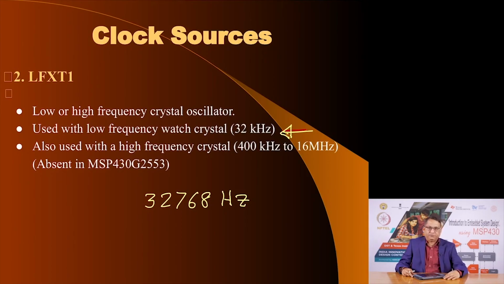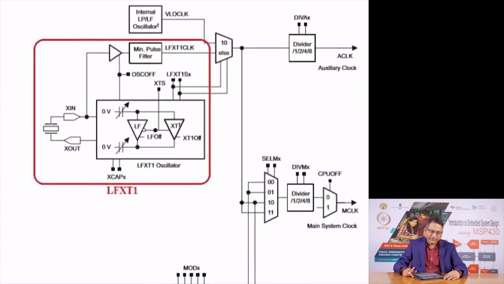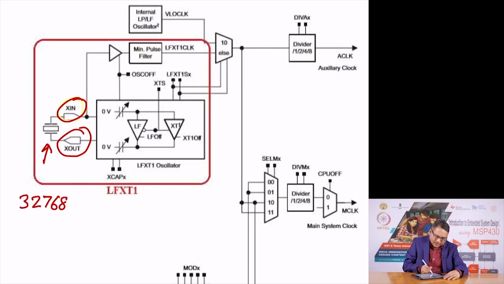This crystal has to be connected to external pins X, as we have seen. If you had a different microcontroller other than this, you could use a higher frequency crystal also. Here is the part highlighting the low frequency crystal oscillator. These are the X in and X out pins between which you connect a crystal. This is the crystal, and in the case of our current microcontroller MSP430 G2553, this crystal can be only 32768 hertz. It can be other frequencies also, but you will have to get such a crystal custom made. This is the most common commercially available crystal.